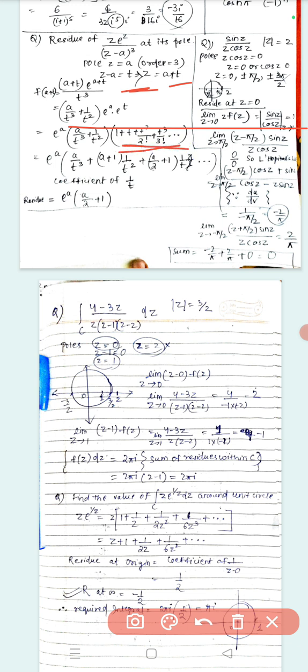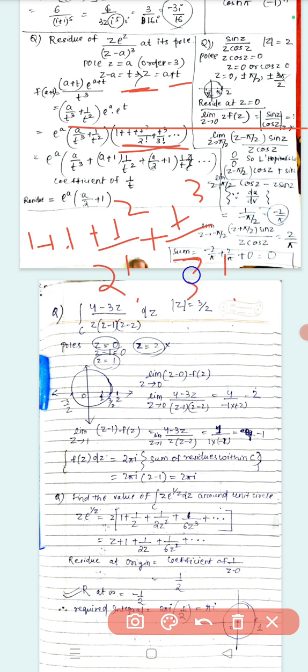You can also expand e to the power t. e to the power t equals 1 plus t square by 2 factorial plus t cube by 3 factorial. Then solve the equation and find what is the coefficient of 1 by t. Here we get the coefficient as a by 2 plus 1. As I have told you, if you take z minus a equal to t, the formula to find the residue is the coefficient of 1 by t.